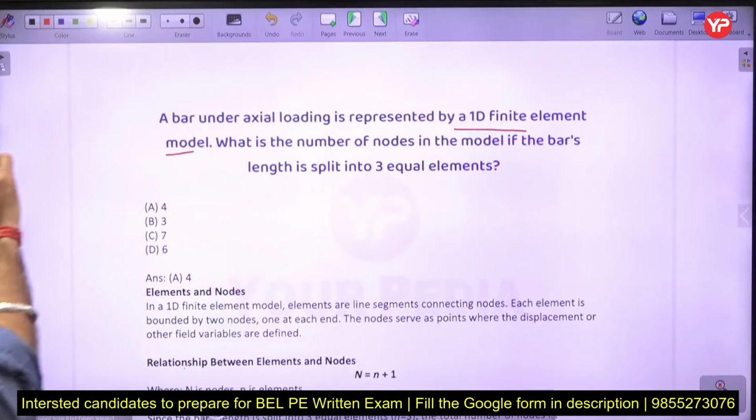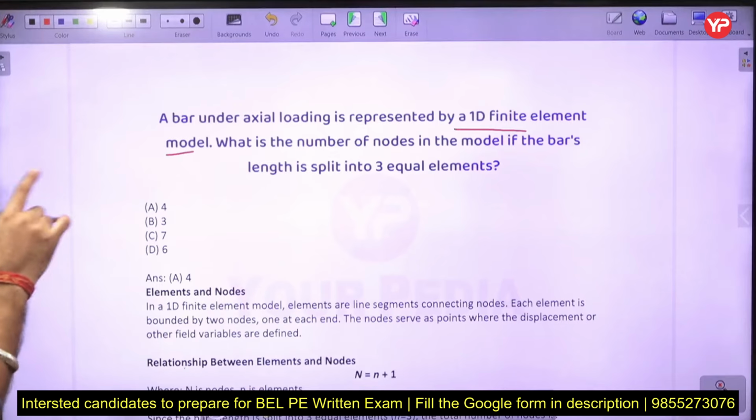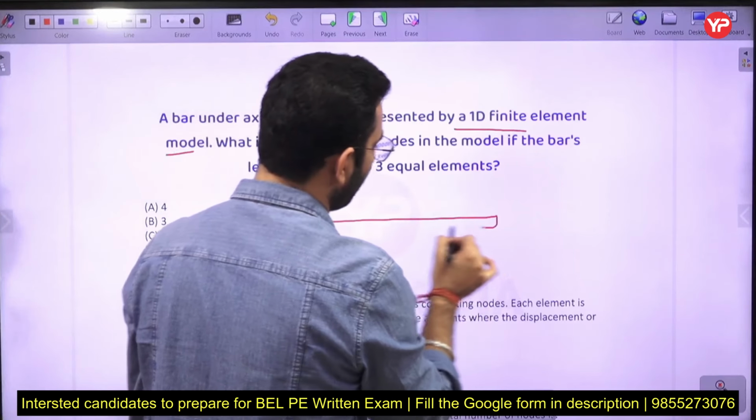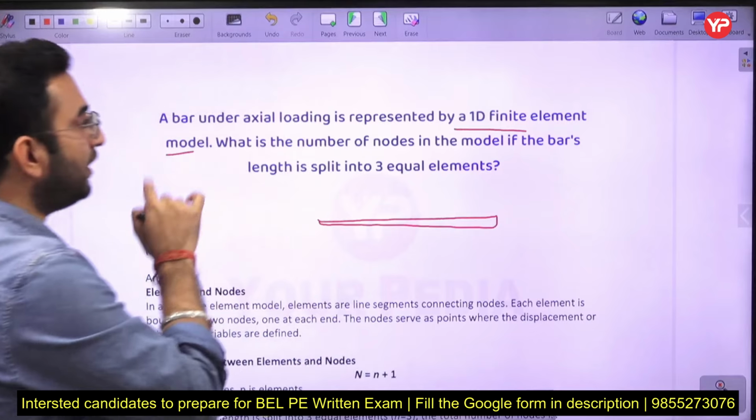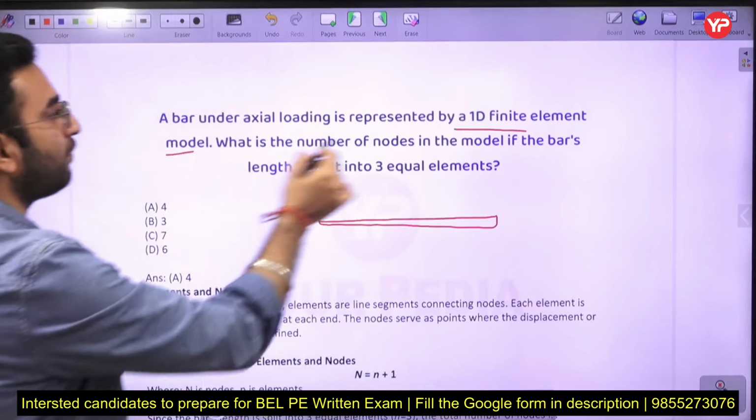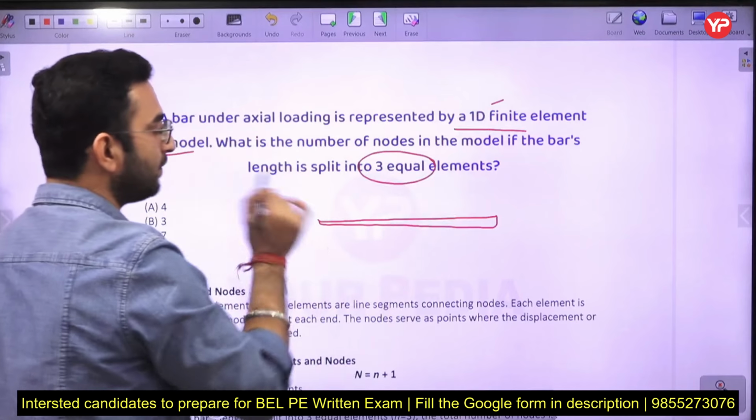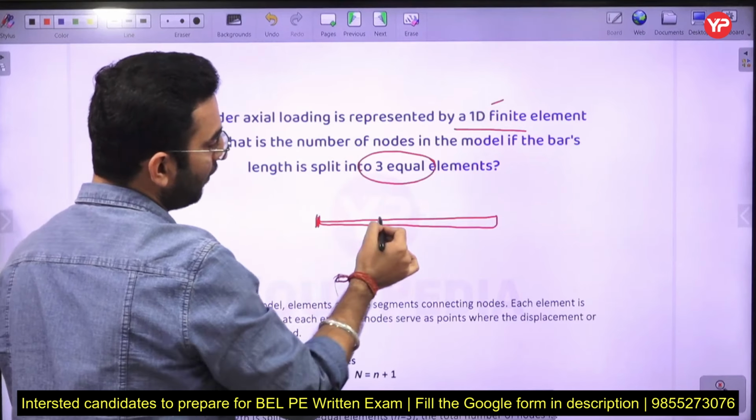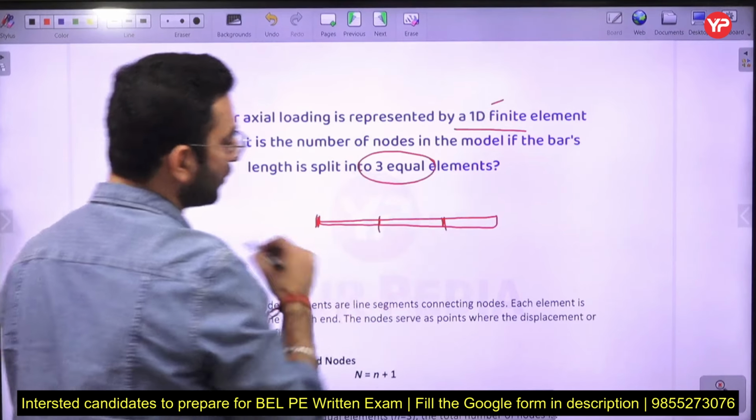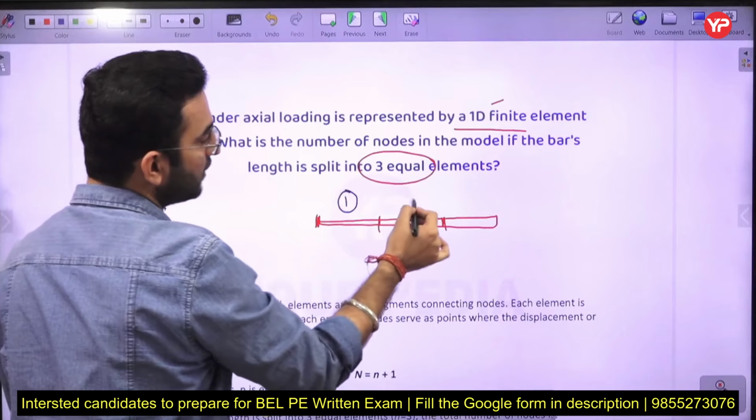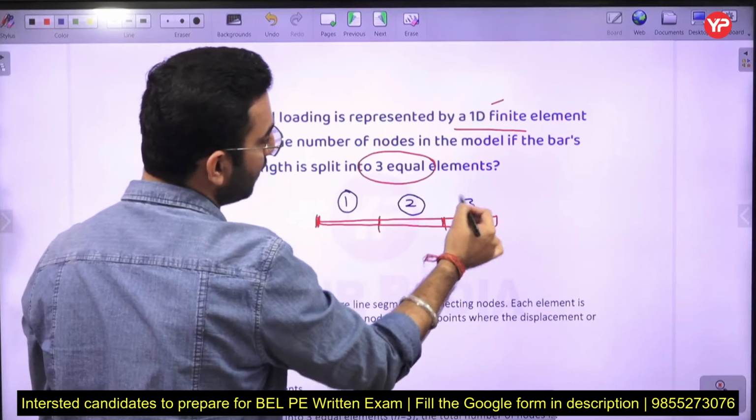Okay, what is the number of nodes in the model if the bar length is split into 3 equal elements here? So if you just see in this case, we have a simple bar. Now this bar has been represented by a 1D finite element model here, and we have split it into 3 equal elements. So let us suppose 1, 2, 3 and 4. So here I can say I have 3 elements. The first one is this one, second one is this one, and third one is this one.